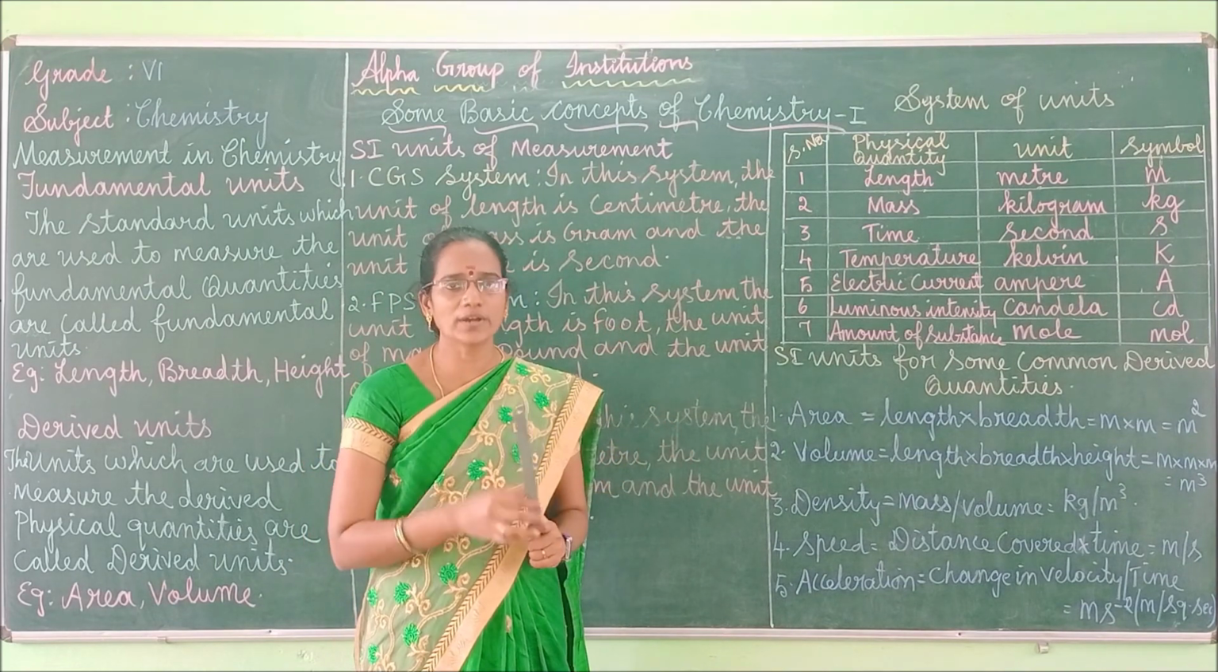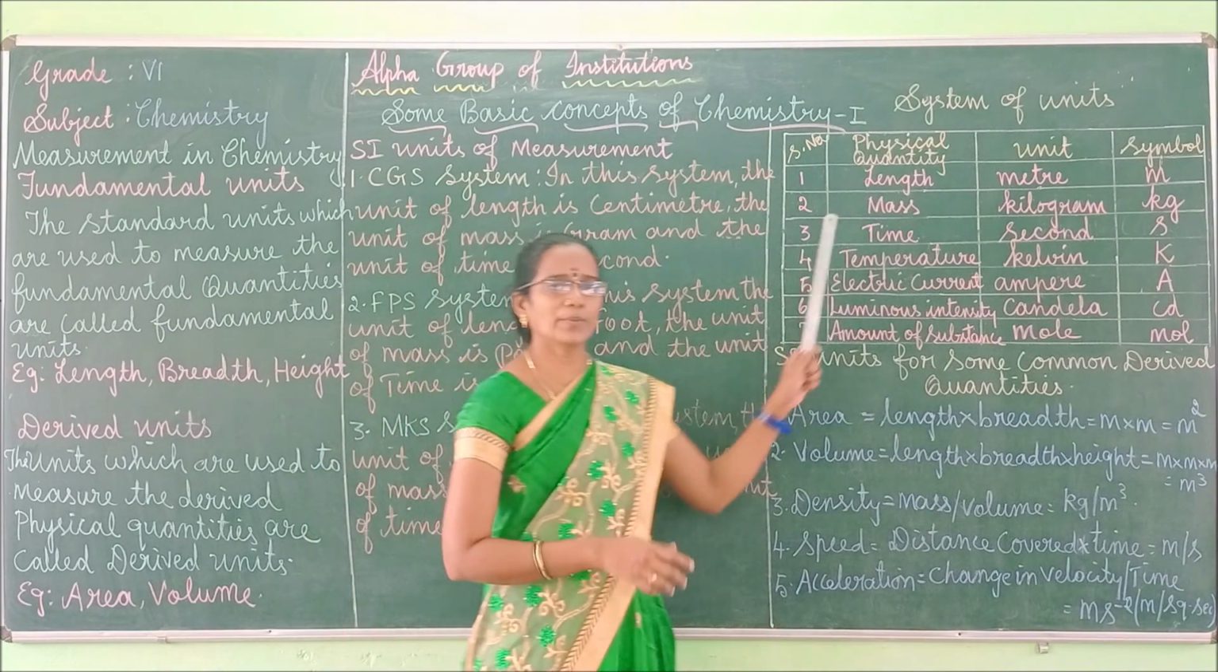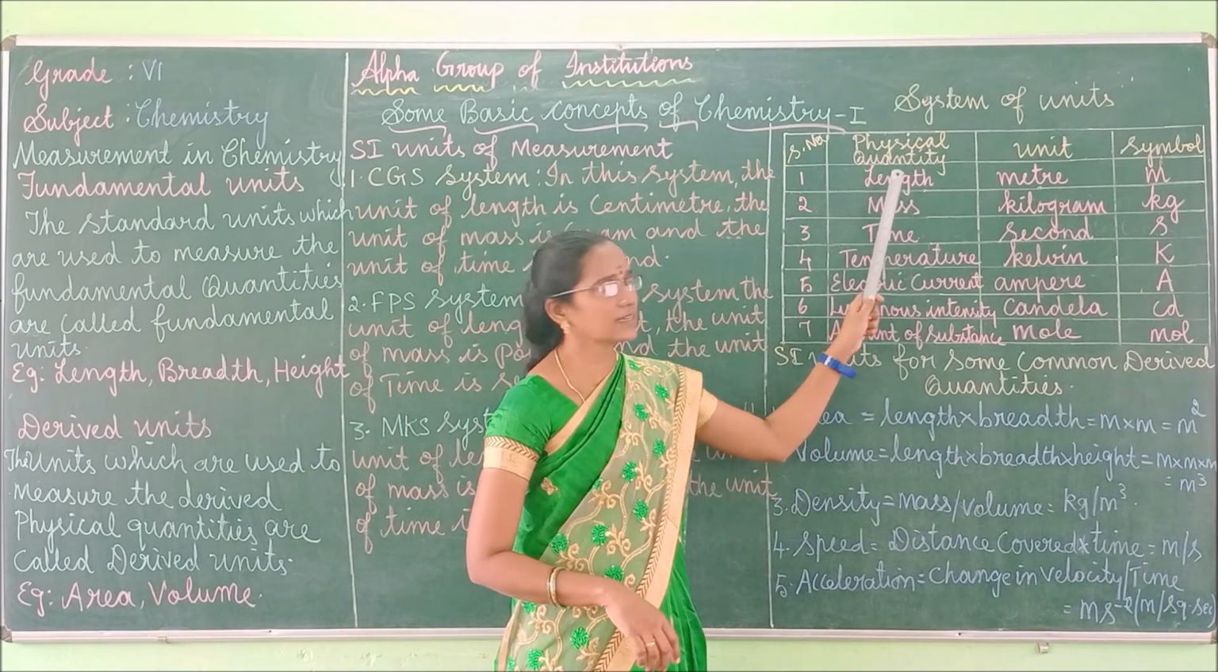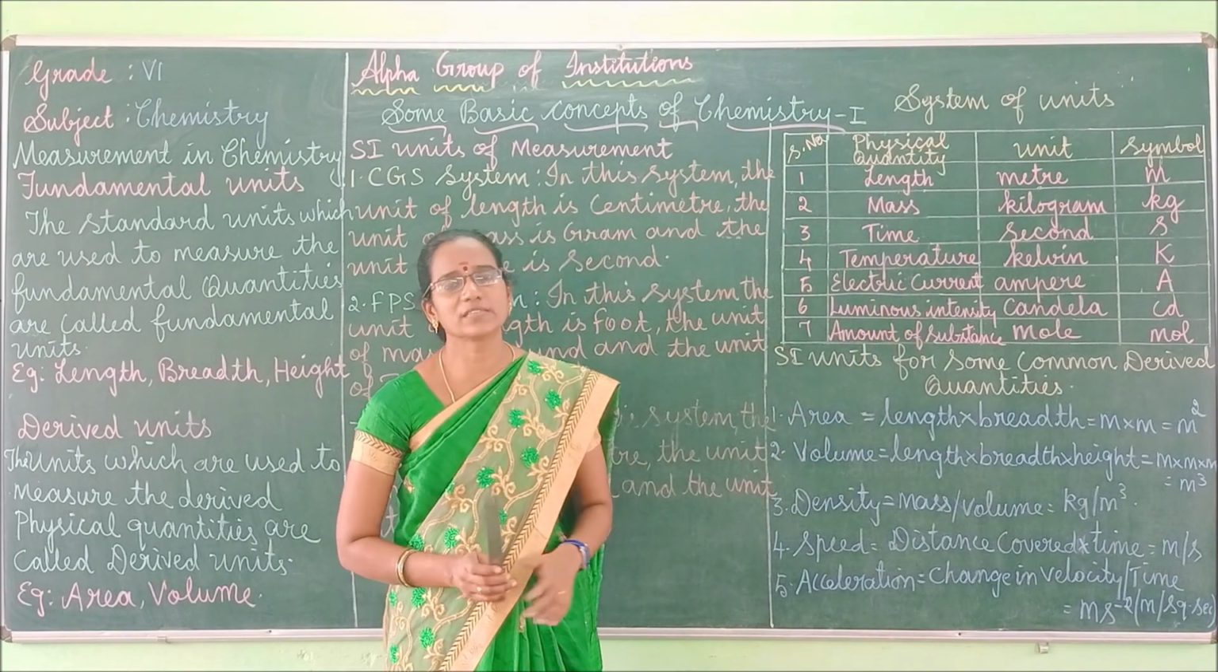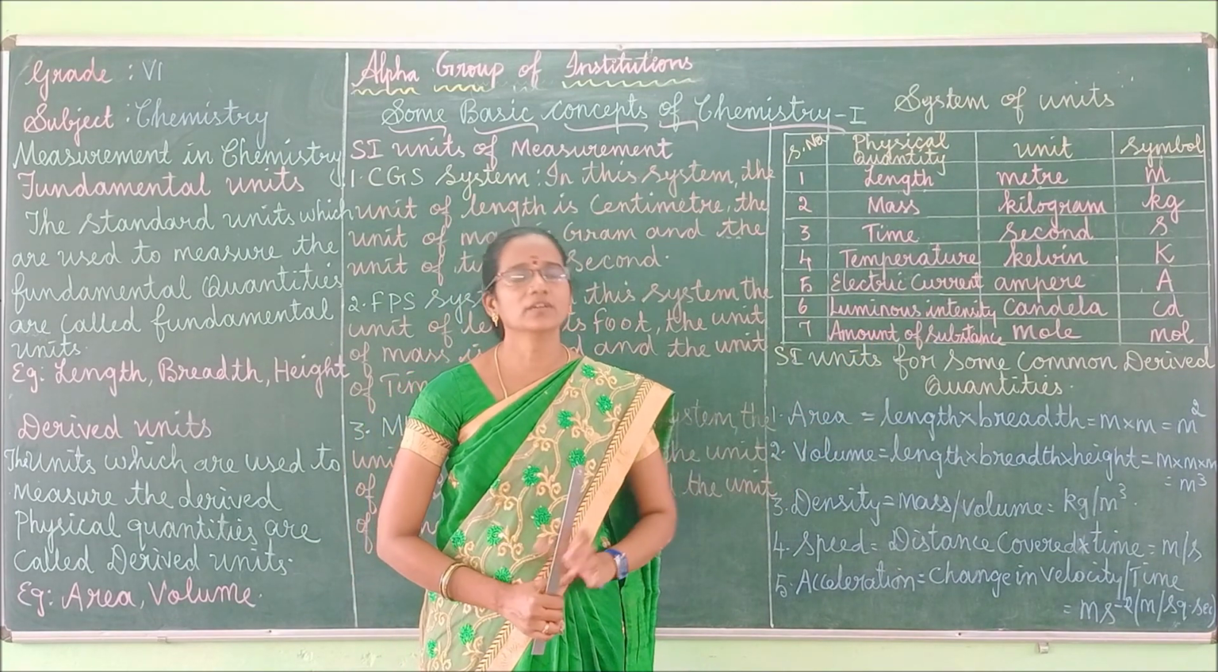You should abbreviate all of these. Third one is the fundamental units. Okay. That is physical quantity, units as well as symbol, this chapter column. These three questions you have to complete, children.